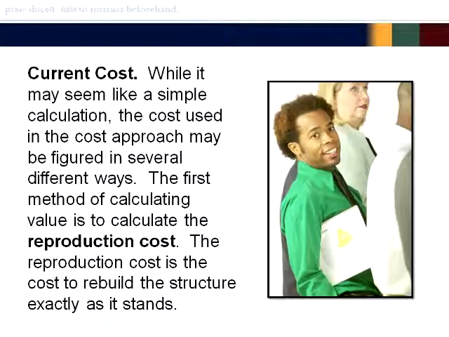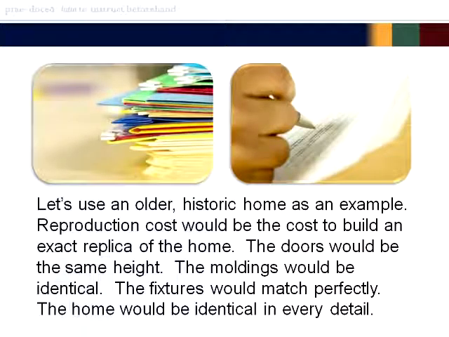Current cost. While it may seem like a simple calculation, the cost used in the cost approach may be figured in several different ways. The first method of calculating value is to calculate the reproduction cost. The reproduction cost is the cost to rebuild the structure exactly as it stands. Let's use an older historic home as an example. Reproduction costs would be the cost to build an exact replica of the home.